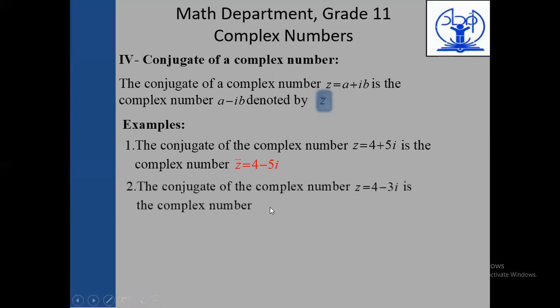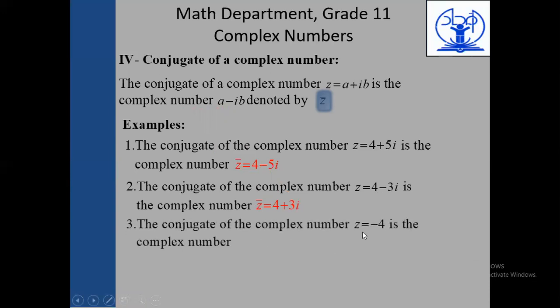What about the conjugate of the complex number 4 minus 3i? You have to keep the real part as 4, but the imaginary part must be switched to positive. So now z bar is 4 plus 3i.